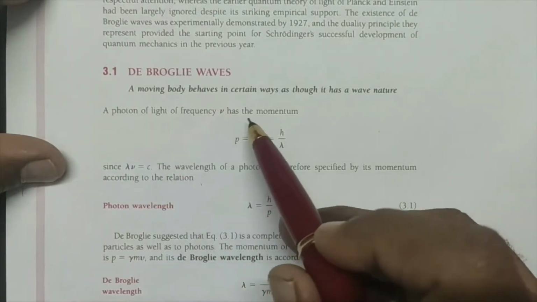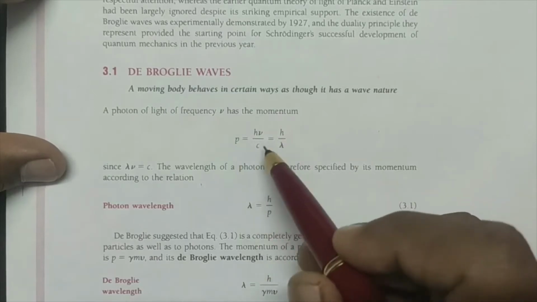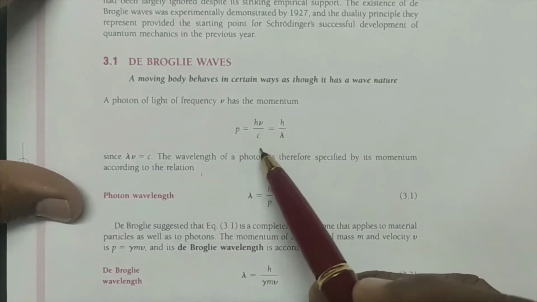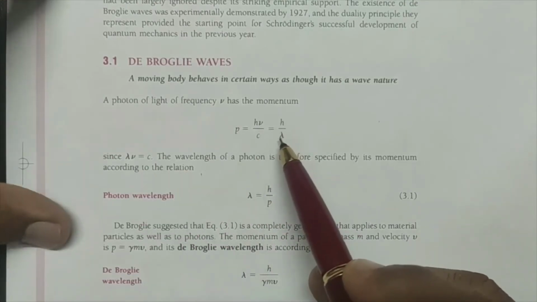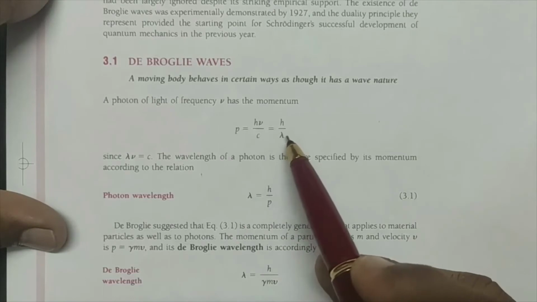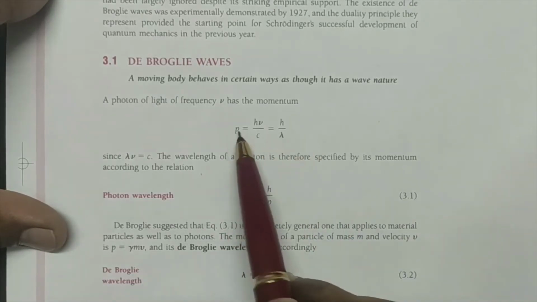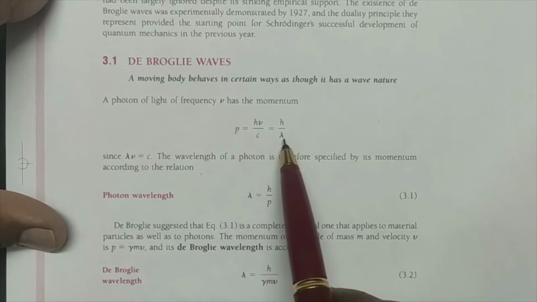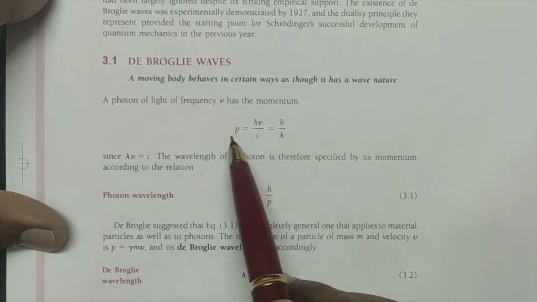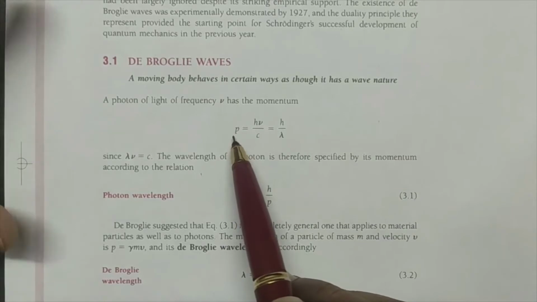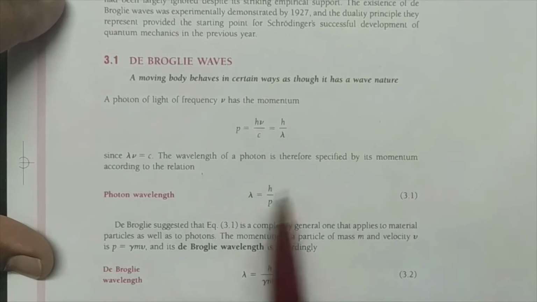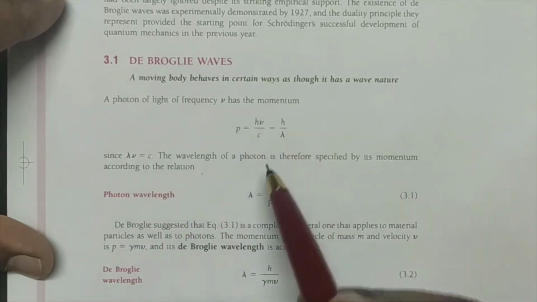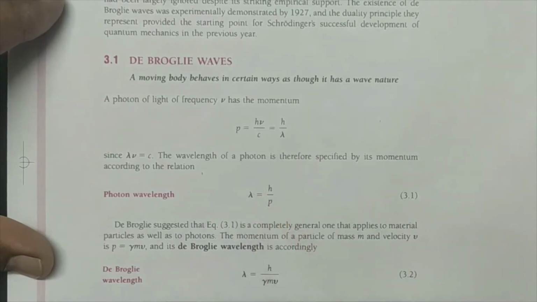The photon, or light of frequency nu, has the momentum p. We already know we can write it as h nu by c, and because c is equal to nu lambda, this is h by lambda. So the wavelength of the photon is specified by the momentum. A particle has a momentum, and the wavelength is related with the wave. So the photon is specified by its momentum according to the relation p is equal to h by lambda, and lambda is h by p.